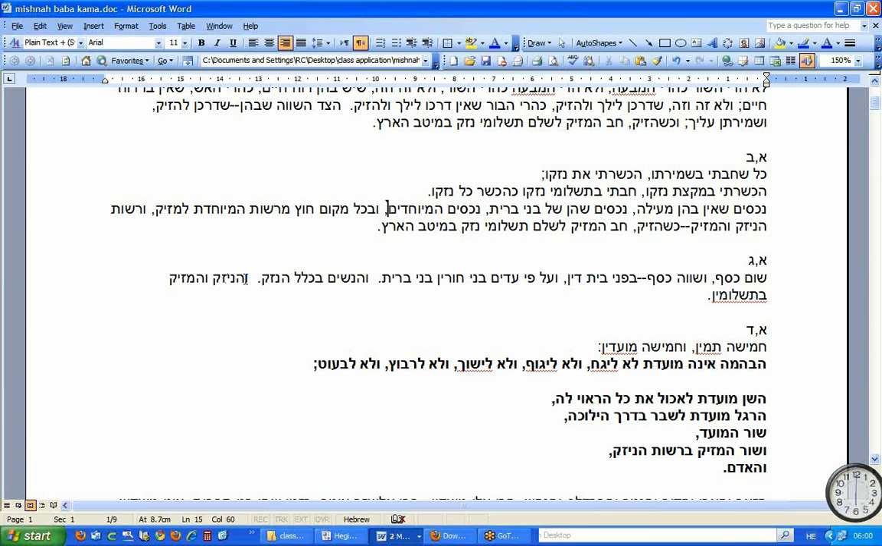And here's one. It says the Nizak and the Mazik are shutafim in tashlumin. How could that possibly be? How could the Mazik, we understand, but how could the Nizak be a shutaf? He's the victim. So what's the answer to that? Maybe Mishnah is saying it?